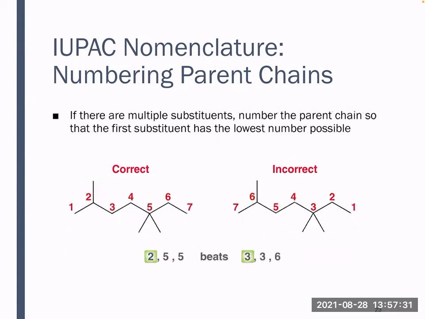If there are multiple substituents, you want to number the parent chain so that the first substituent has the lowest number possible. So here, if I'm numbering left to right, the first time I come along a substituent is at carbon 2. So in this numbering, I have 2, 5, and 5 for my substituents. If I number right to left, I have substituents at 3 and 6. So I have 3, 3, 6. The first substituent, again, we want that to have the lowest number. So the 2, 5, 5 numbering will beat the 3, 3, 6. First substituent gets the lowest number.